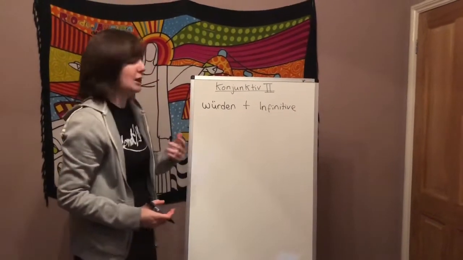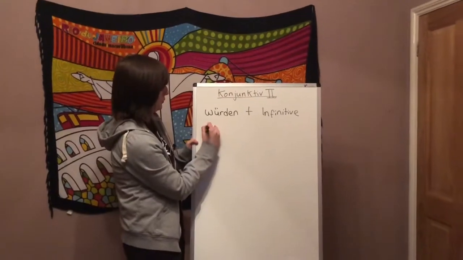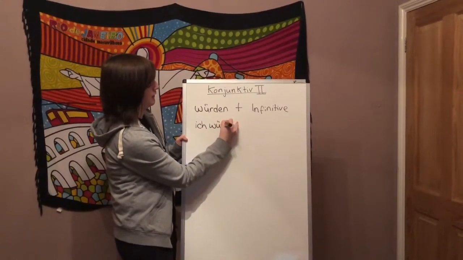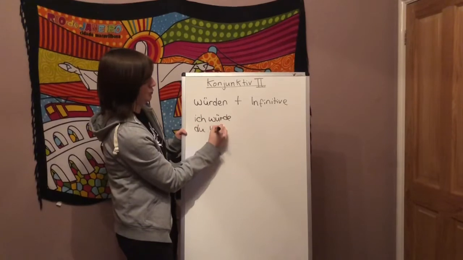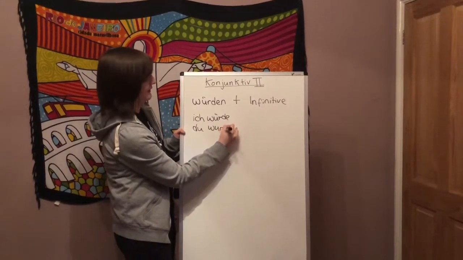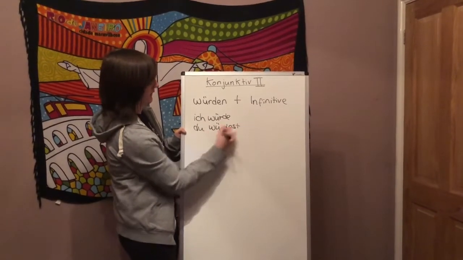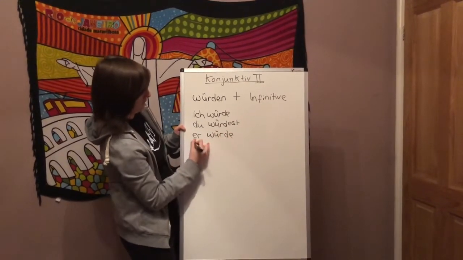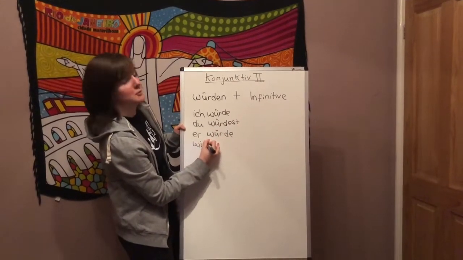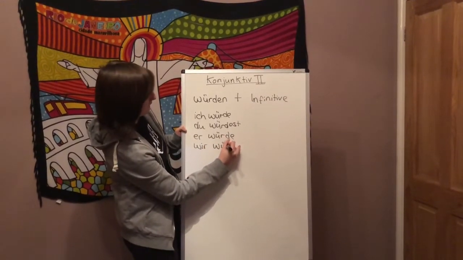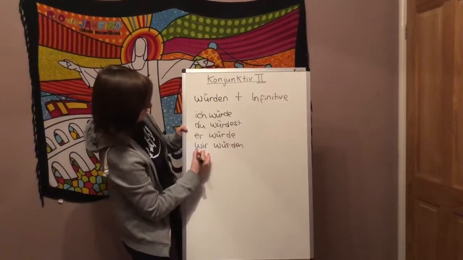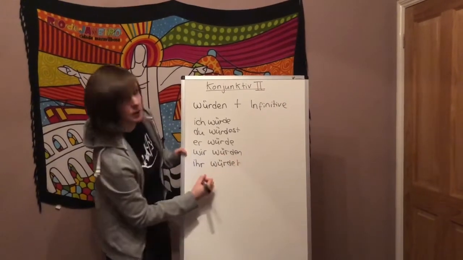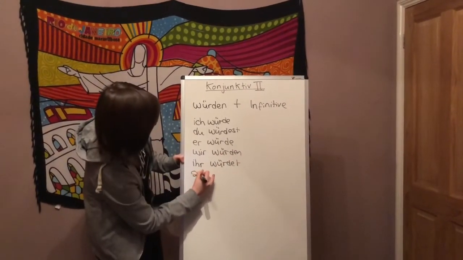Okay, so how do we conjugate it? It's quite straightforward. You can fast forward if you know this bit already. Ich würde, du würdest, sehr gut. Sie, es, man würde. Wir würden. Ihr würdet. Und sie würden.